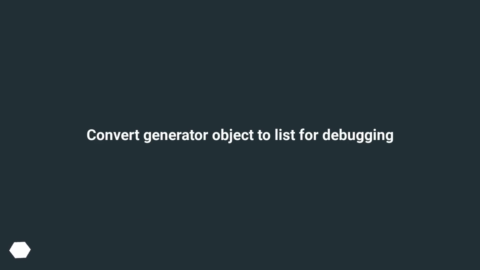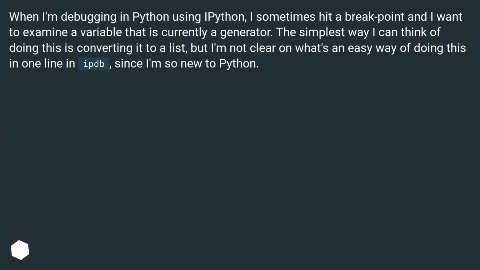Convert generator object to list for debugging. When I'm debugging in Python using IPython, I sometimes hit a breakpoint and I want to examine a variable that is currently a generator. The simplest way I can think of doing this is converting it to a list, but I'm not clear on what's an easy way of doing this in one line in IPython, since I'm so new to Python.